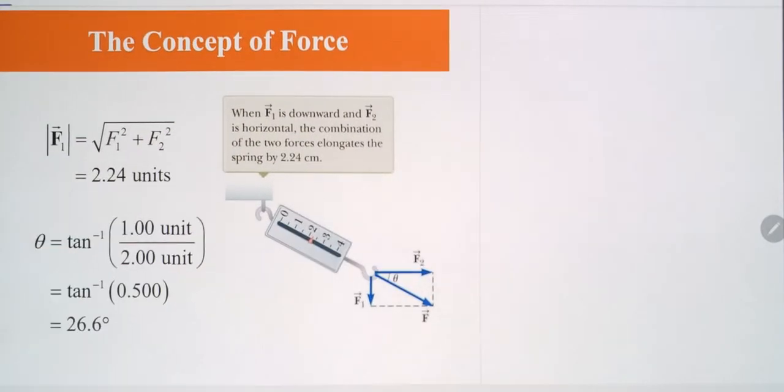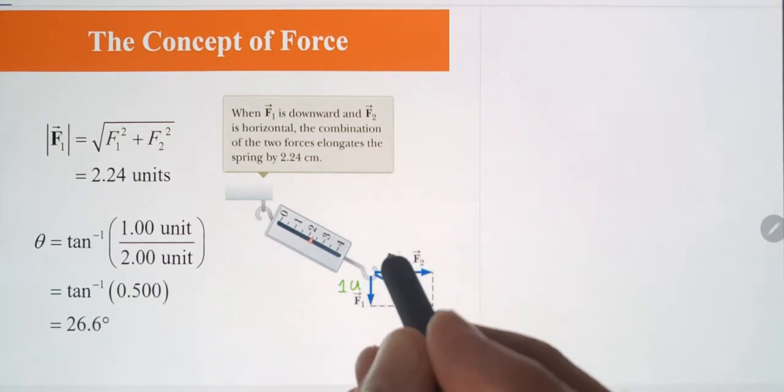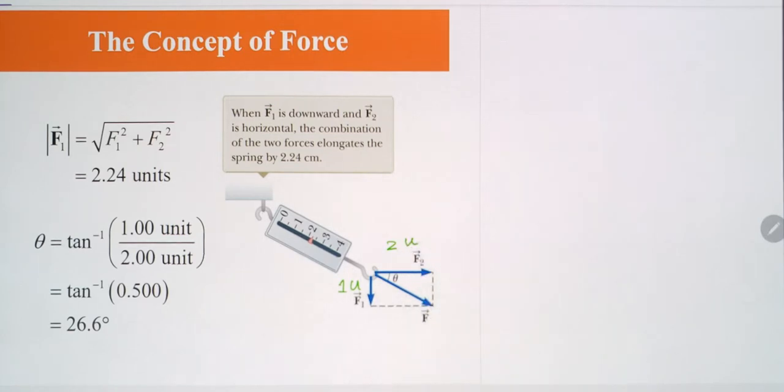Here in this example, a very simple one, the force here is 1 unit and the force here is 2 units. Unit like 1 Newton or 10 Newton. The other one is 2 Newton or 20 Newton or 200 Newton. It depends. But the important thing is F2 is double F1. So two forces acting on this spring scale.